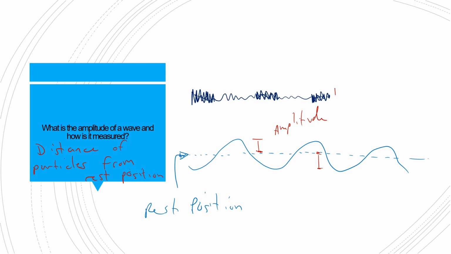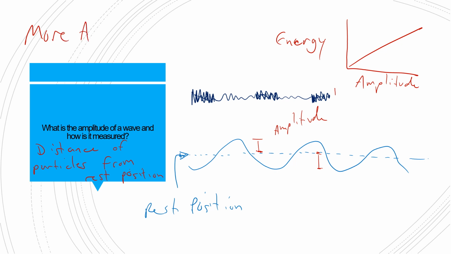Okay, now one thing I want to say is that the amount of amplitude and the amount of energy in a wave are a 1-to-1 correlation. So more amplitude equals more energy. Okay, so more amplitude equals more energy. Let's just make sure we have that down.